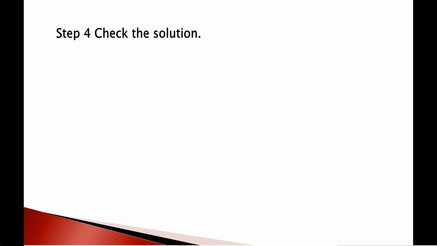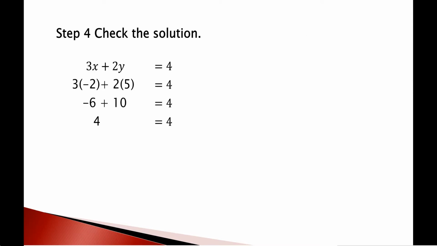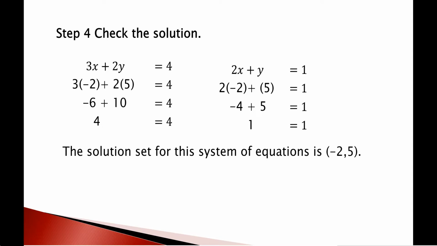In our last step, we are going to check the solution. Pick the first equation, plug negative 2 in for x, 5 in for y, and we find our left hand side is equal to right hand side. So the proposed solution satisfies my first equation. Take the second equation, do the same, plug negative 2 in for x, 5 in for y, and we find that still our left hand side is equal to right hand side. So our proposed solution, negative 2, 5, satisfies our second equation too. That means that the solution set for this system of equations is negative 2 and 5.